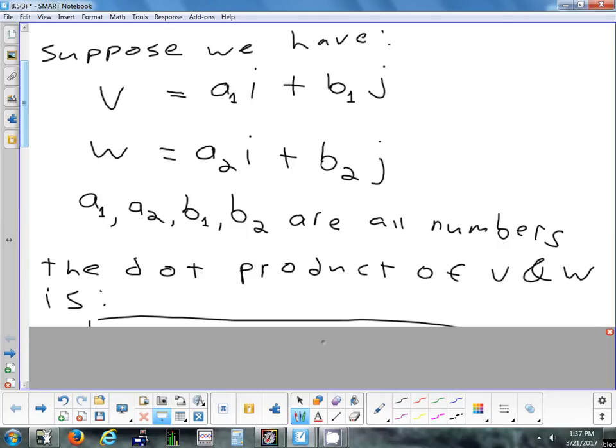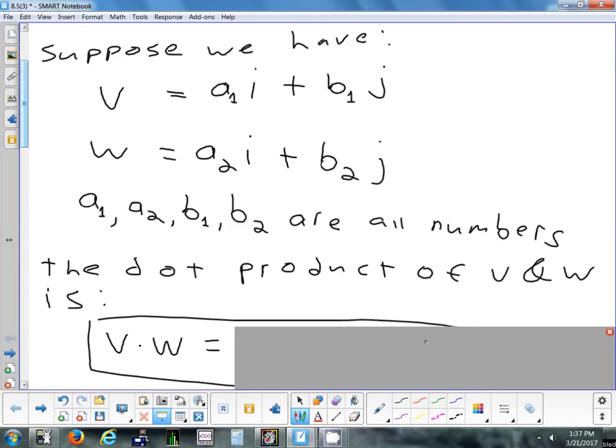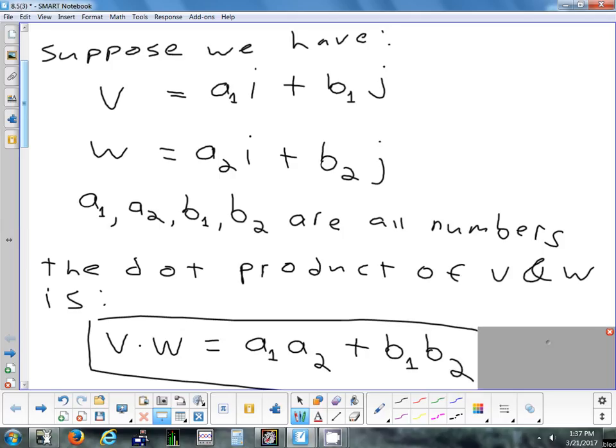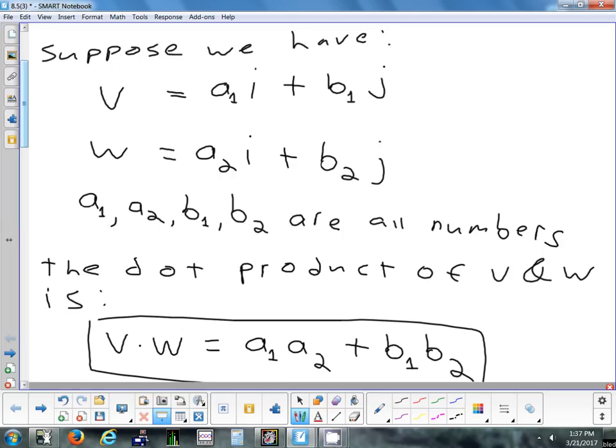So if you want to find the dot product between v and w, written just like that, v dot w, and I'll explain in a minute why you have to say it the way I just did, all you have to do is take a1 and a2 and multiply them together, take b1 and b2 and multiply those together, and then add those two results up. And that's it. That's the dot product.